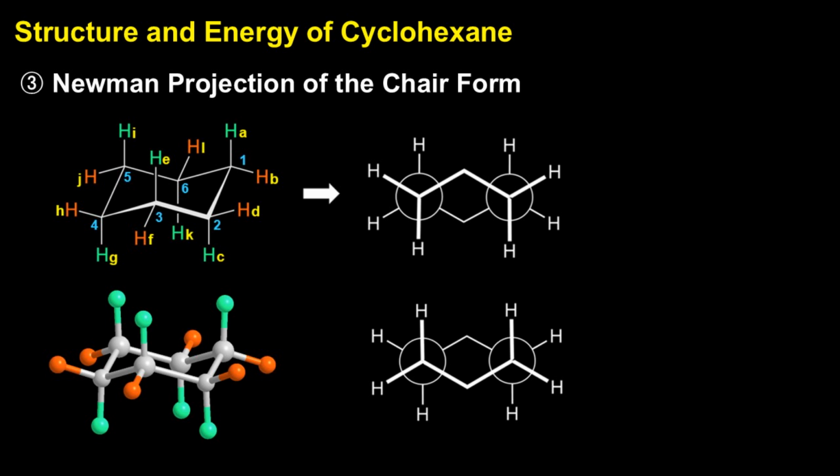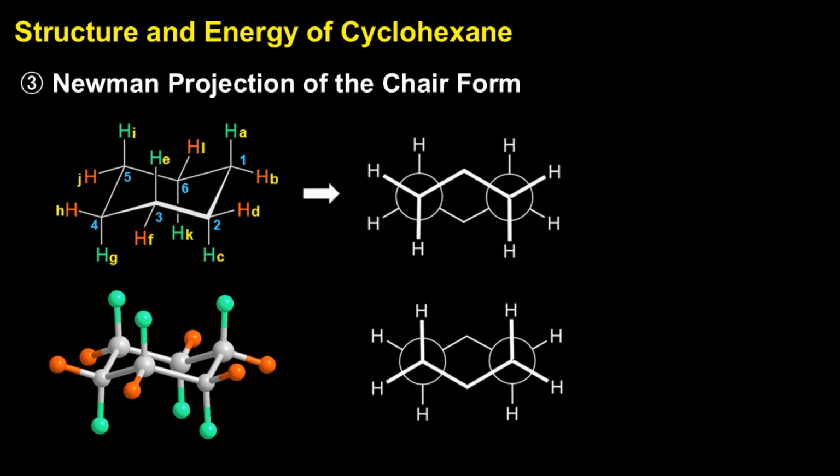Newman projections are usually used to compare staggered and eclipsed conformations in alkanes, but they're also super helpful when it comes to visualizing the three-dimensional shape of cyclohexane. When we look at the chair form from different angles, we can actually draw 2 distinct Newman projections. The chair form can be viewed from 6 directions, and each Newman projection corresponds to 3 of those views.